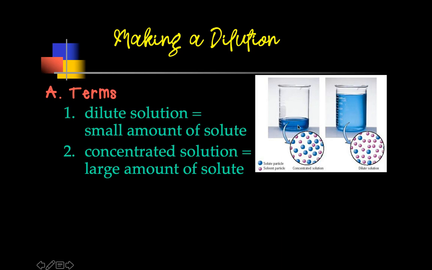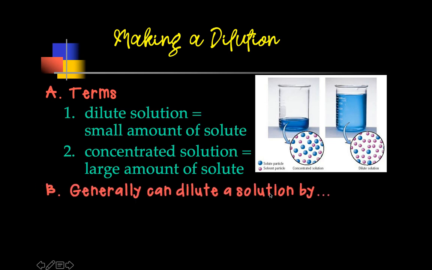The blue dots are your solute particles in that amount of solution, not a lot of solution. So this would be concentrated. There's a lot of solute in that given amount of solution. So if you dilute it, generally you can dilute a solution by adding more solvent. That's what this visual is showing you.